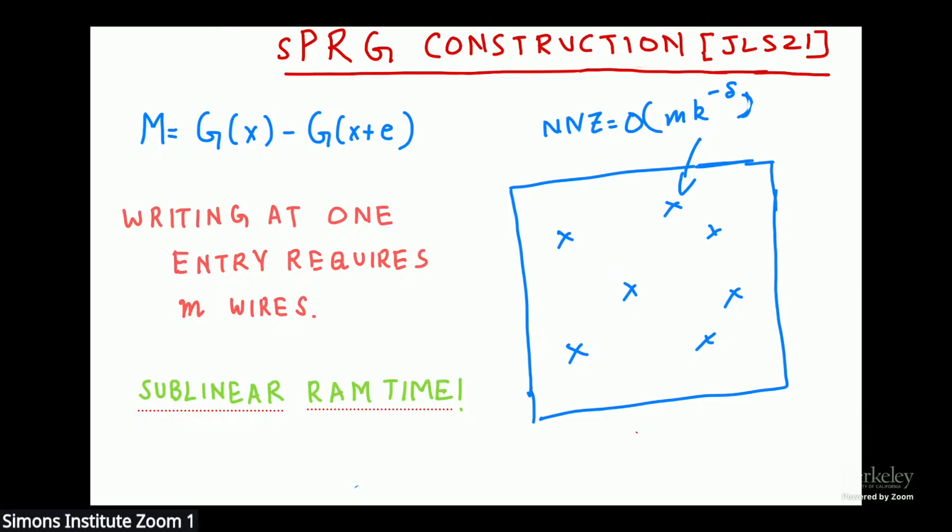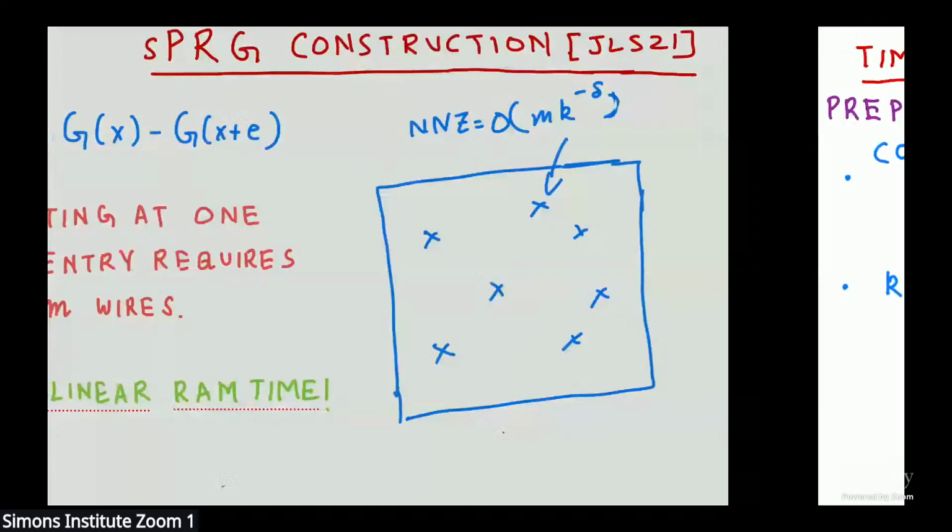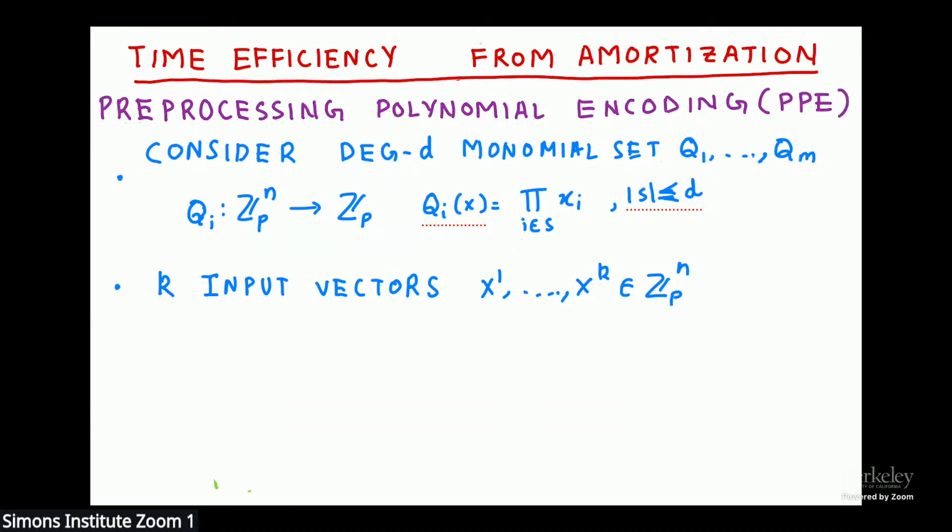But how do we do it really here? We don't actually know how to do it. However, we went after a slightly contrived abstraction, which we call pre-processing polynomial encoding. This is a contrived abstraction because at first glance, it won't even be clear why this is useful. But with crypto magic, we are able to show that it's still useful, and here we are able to show sublinearity.